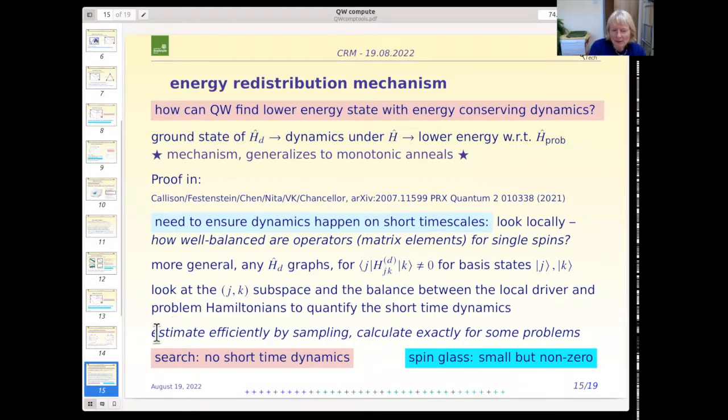And you can estimate this efficiently by sampling. So you can calculate from the description of the problem, either estimate by sampling or it's calculated exactly for some problems. And what you find is search in the large size limit has no short time dynamics. The dynamics all happens on long time scales. But for the spin glass, it's small, but it's bounded away from zero. So you definitely get short time dynamics in the spin glass.